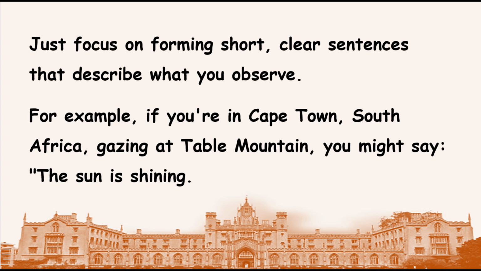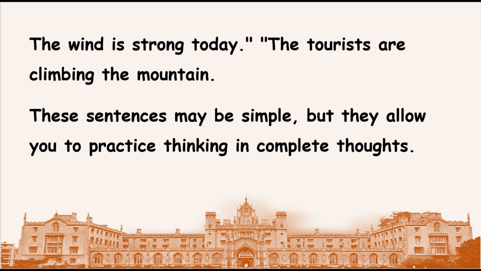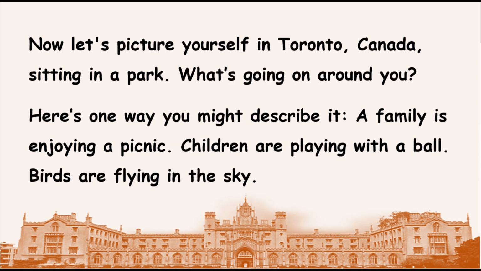Just focus on forming short, clear sentences that describe what you observe. For example, if you're in Cape Town, South Africa, gazing at Table Mountain, you might say, "The sun is shining. The wind is strong today. The tourists are climbing the mountain." These sentences may be simple, but they allow you to practice thinking in complete thoughts.